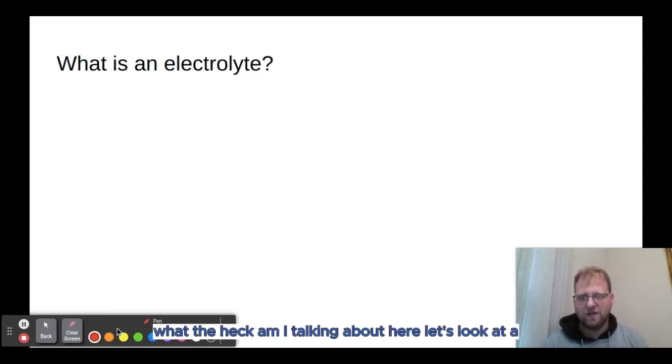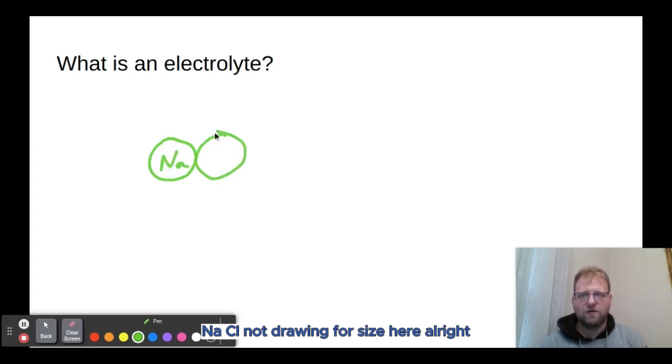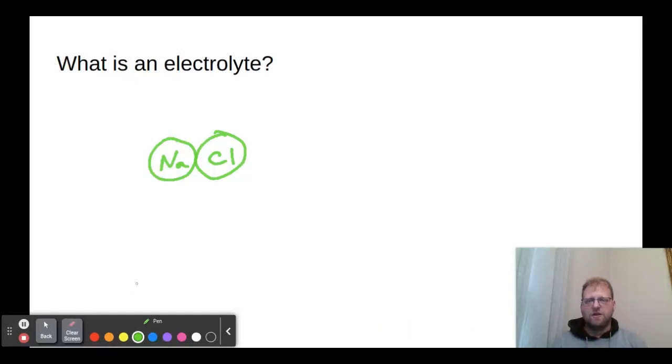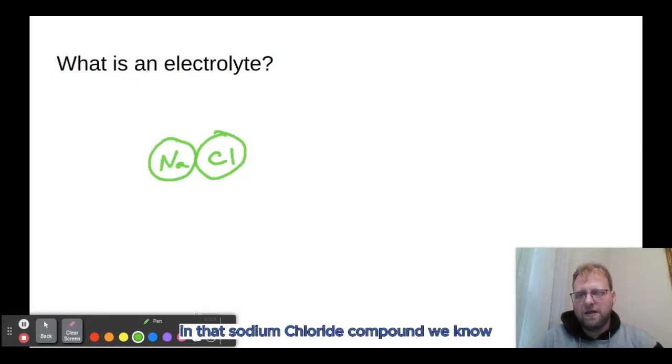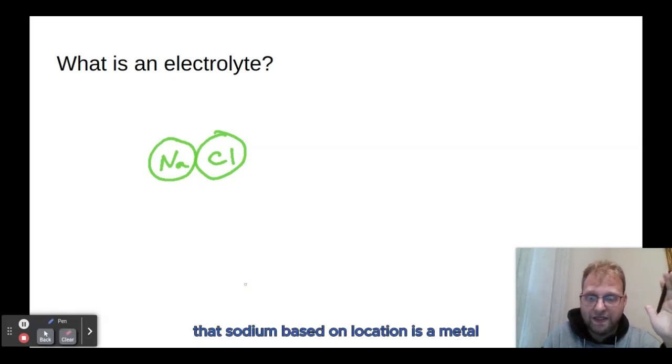What the heck am I talking about here? Let's look at a classic example of an electrolyte. Good old NaCl. Let's make this much larger. All right, sodium chloride. In that sodium chloride compound, we know, or we can figure out by looking at the periodic table, that sodium, based on its location, is a metal.